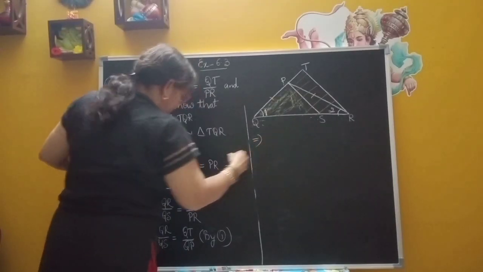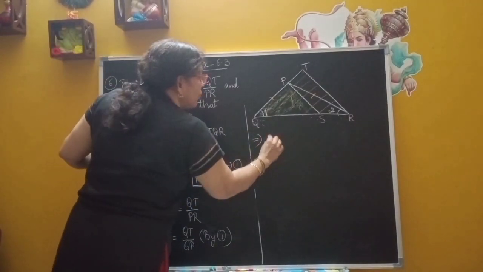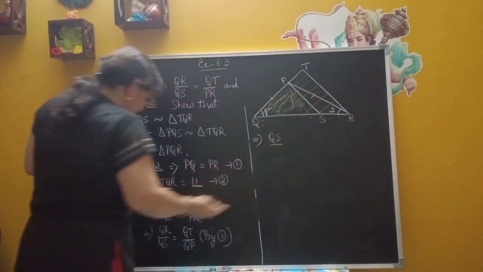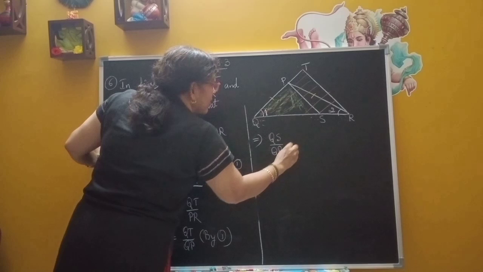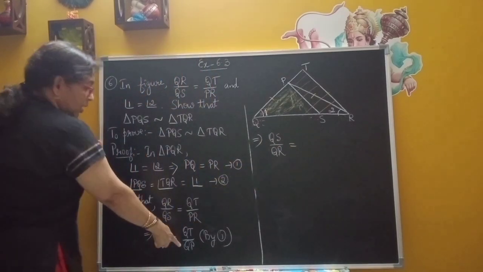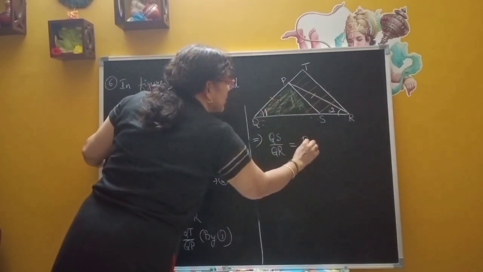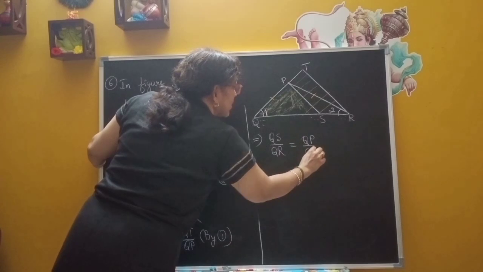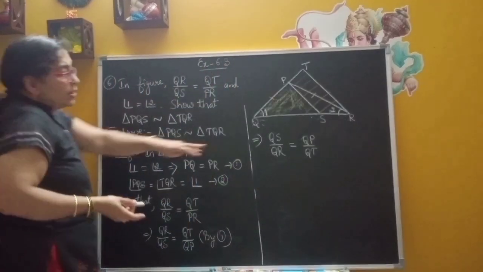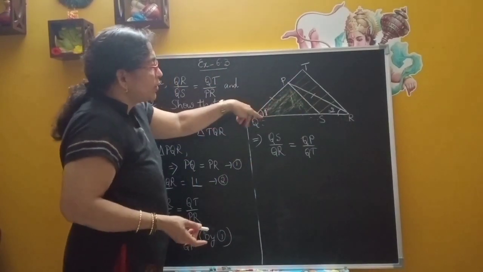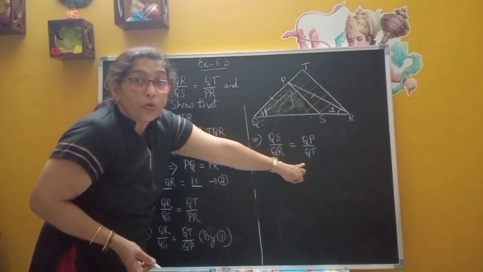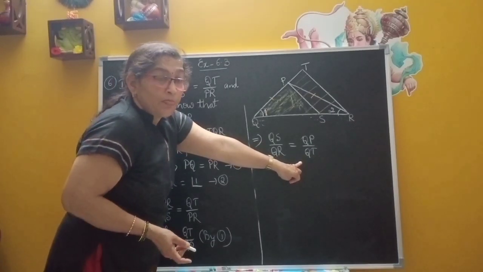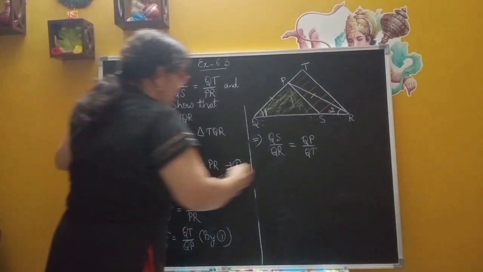By taking the reciprocal, we can write QS by QR is equal to QP by QT. See now, these are nothing but sides of the triangles PQS and TQR which are in proportion. So this is result 3.